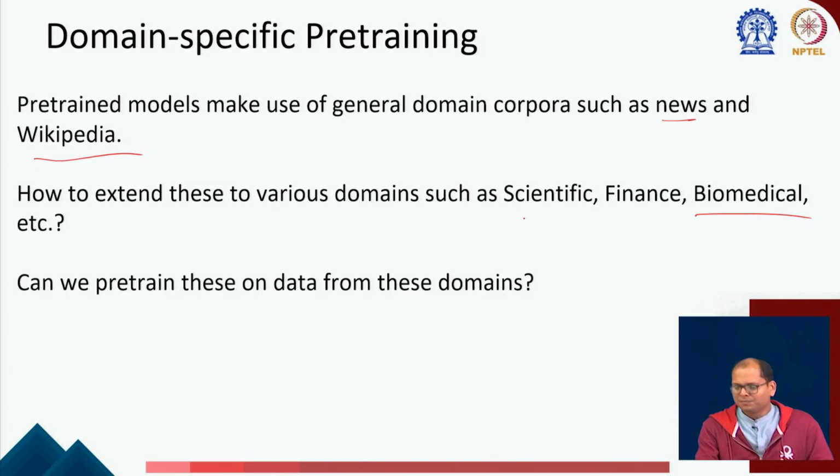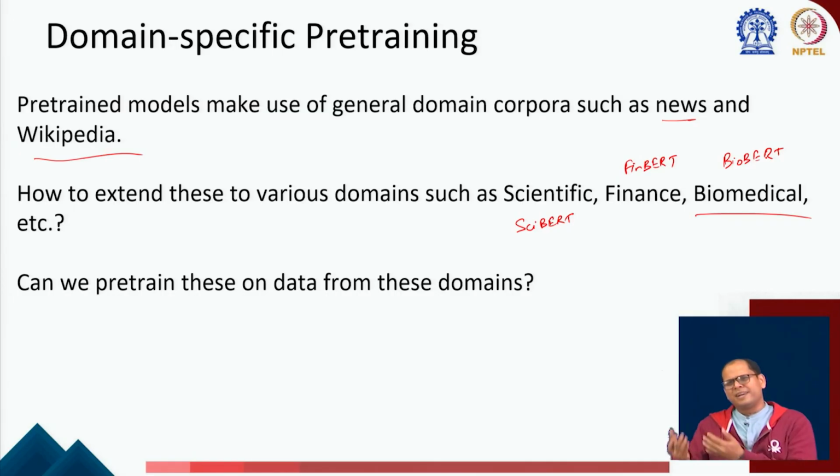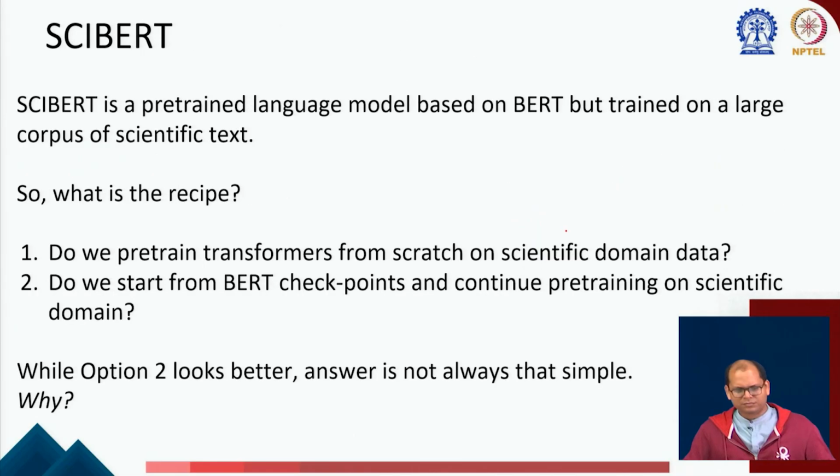For example, in the scientific domain you have SciBERT, in the financial domain you have FinBERT. They're all variants across domains. You have BioBERT, and so on. You have different variants in different domains. So how do you decide whether I will start from a BERT checkpoint and continue pre-training, or pre-train from scratch? I'll focus on SciBERT to give some idea how they decided and did their experiments.